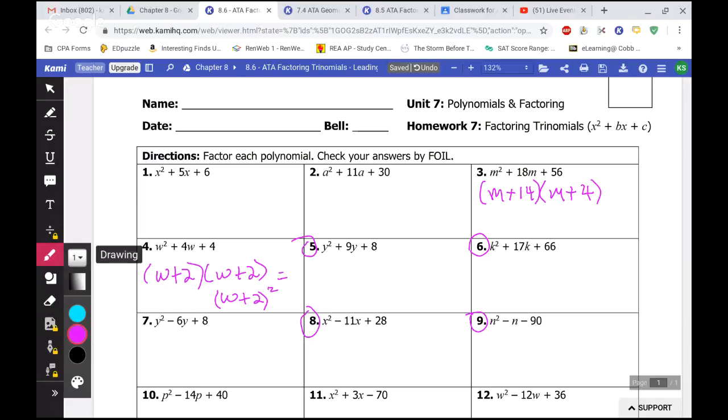Okay, so on number 5, I'm looking for two factors that multiply together to give me 8, that when I add them give me 9. So what are the factors of 8? 8 and 1, 4 and 2. I think that's it. So 8 plus 1 is 9. So that's my answer there. So y plus 8, or 8y plus 8.